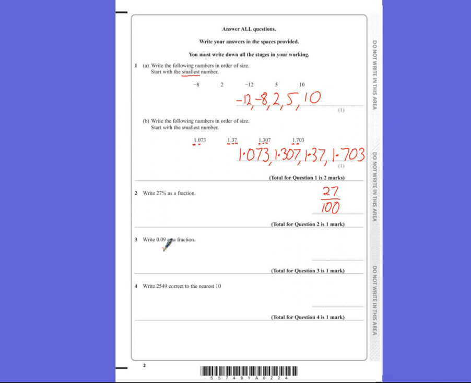Write 0.09 as a fraction. Well, this is the tenths column, and this is the hundredths column. So we've got 9 hundredths.